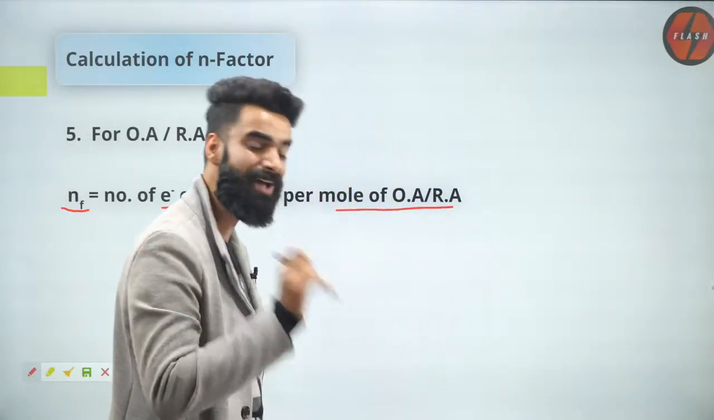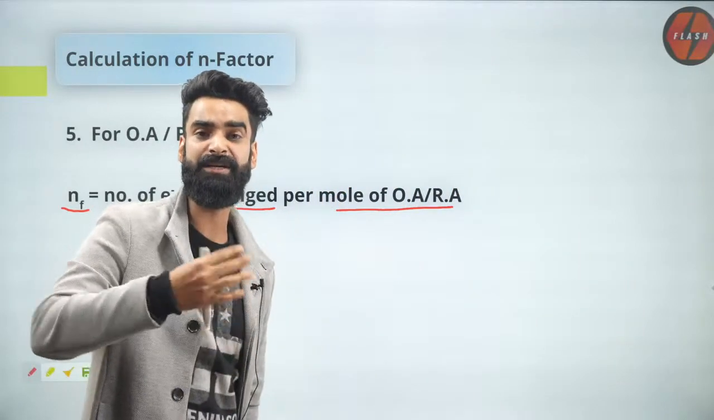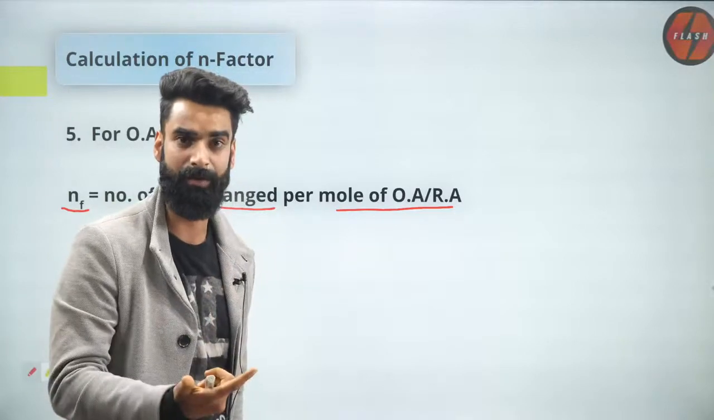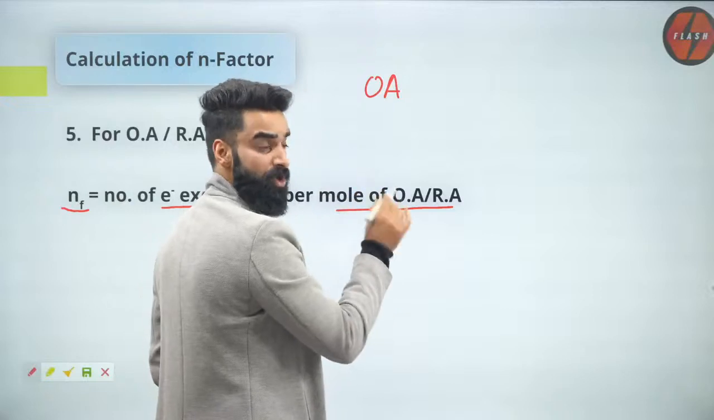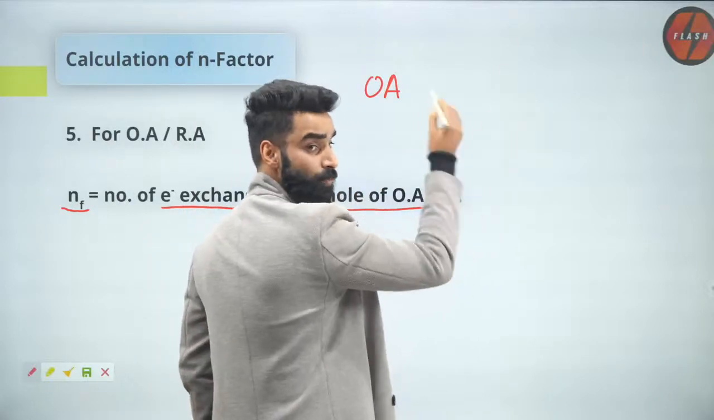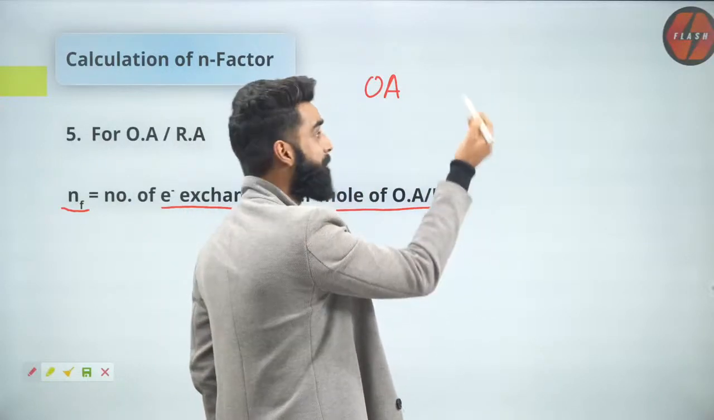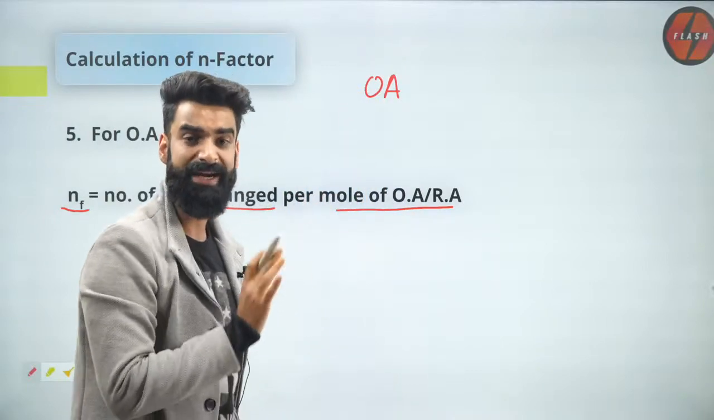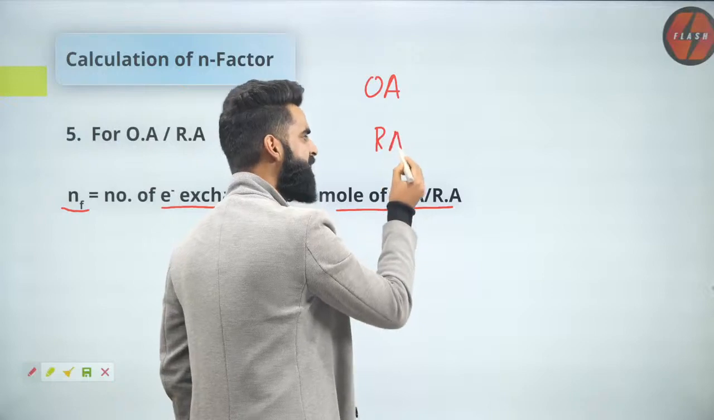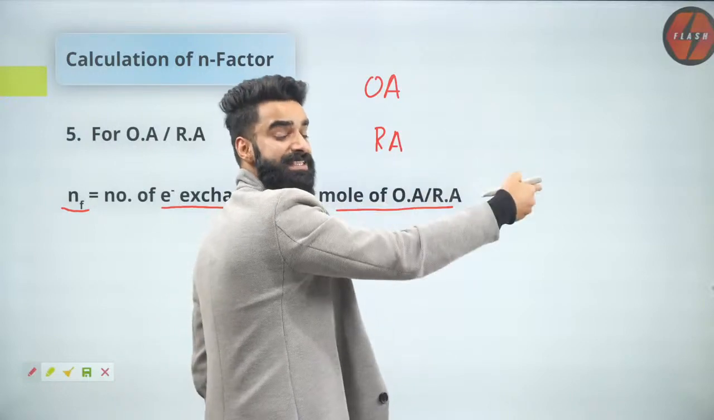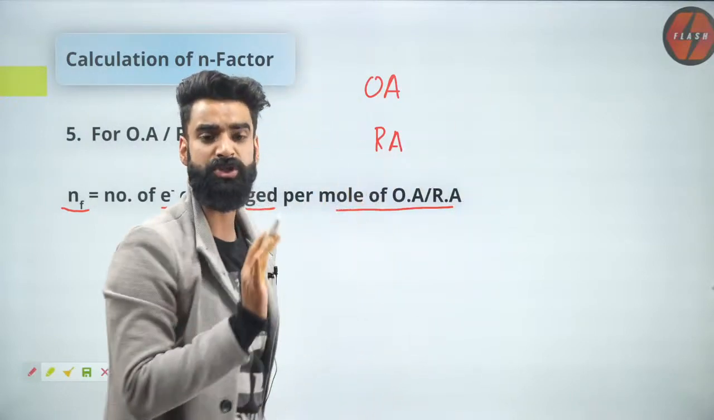First of all, let me tell you again what the oxidizing agent is all about, what the reducing agent is all about. See guys, oxidizing agent is the one which oxidizes other substances, but itself undergoes reduction. Similarly, reducing agent is the one which reduces others, but itself undergoes oxidation.